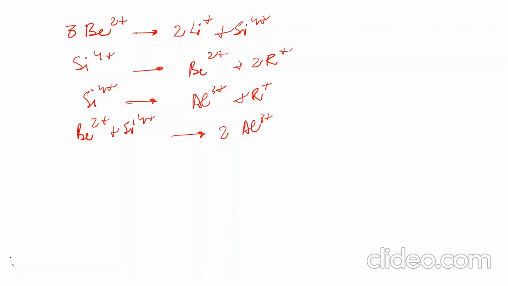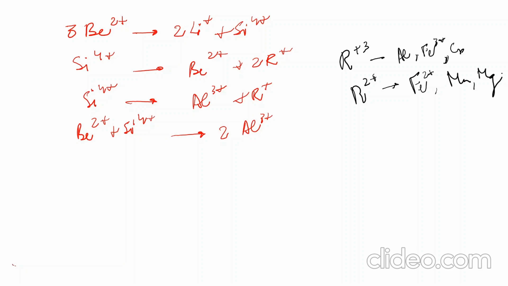Here the R+ could be a divalent or a trivalent cation. If it is R3+, then it would be aluminum, ferric, chromium, etc. If it is a divalent R2+, then it could be ferrous, it could be manganese, it could be magnesium. All these can be present while the substitution goes on.